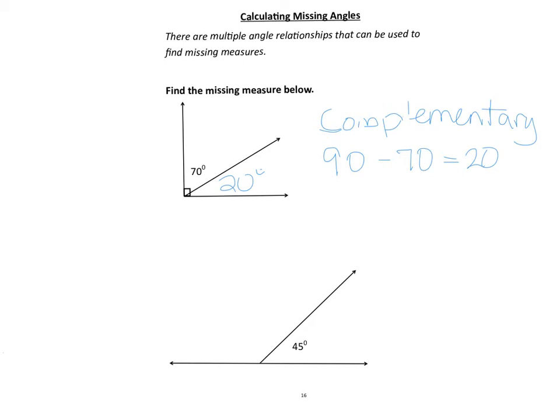At the bottom, we have a straight line going through it. That indicates that it's supplementary, which is 180 degrees. We know that one of them is 45, so we subtract and get 135 degrees for the missing angle.